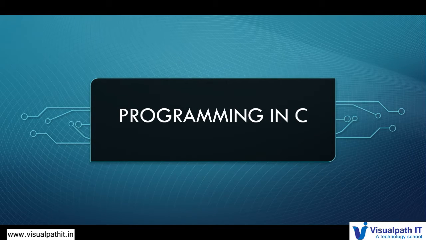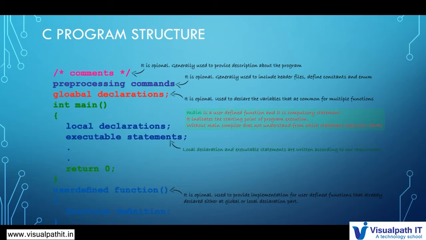In the next video, we understood the C program structure. What were the different parts of a C program? They were the comment section, the preprocessing section, the global declaration part, and the main part, and the main part consists of two different parts, the local declarations and the execution part. So all these were parts of any C program.